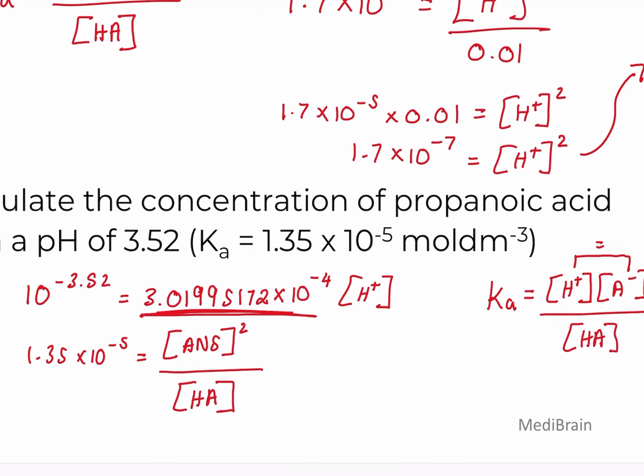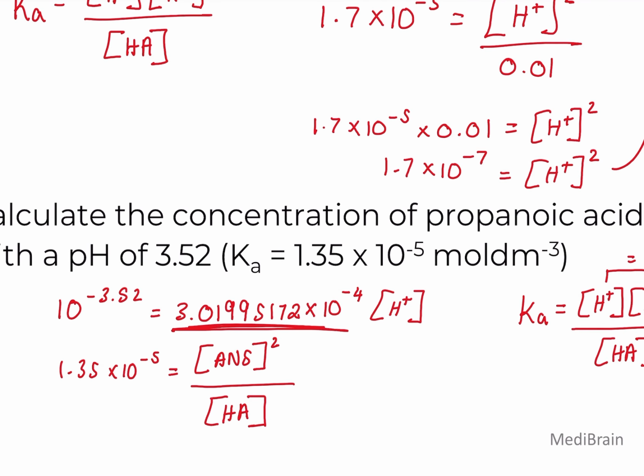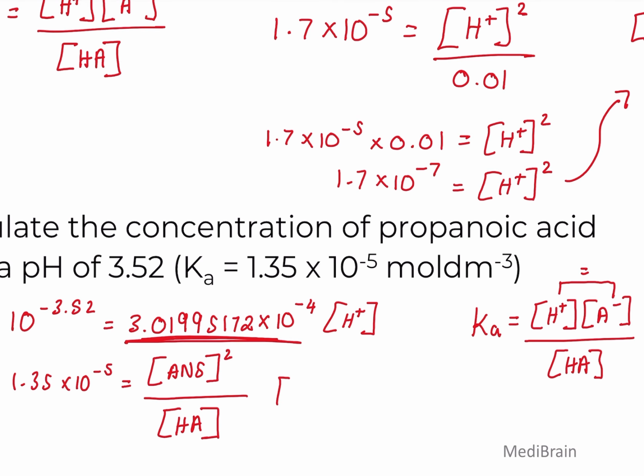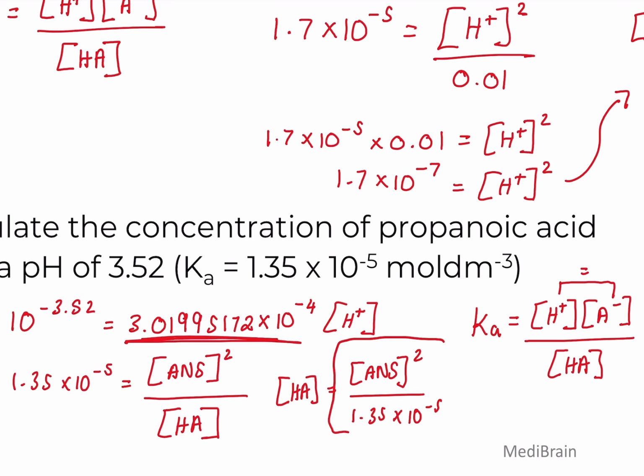Okay, we need to calculate the concentration of that acid. So all we're going to do is rearrange. So we get that the concentration of acid, which is HA, is equal to our answer squared divided by 1.35 times 10 to the power of negative 5. Okay, now this is what you're going to be typing into the calculator.